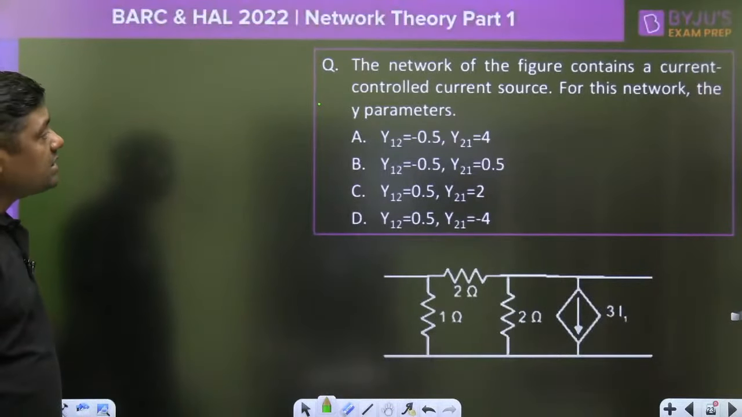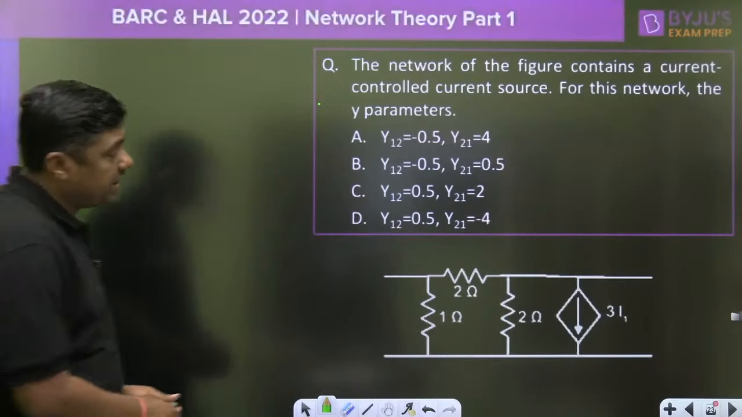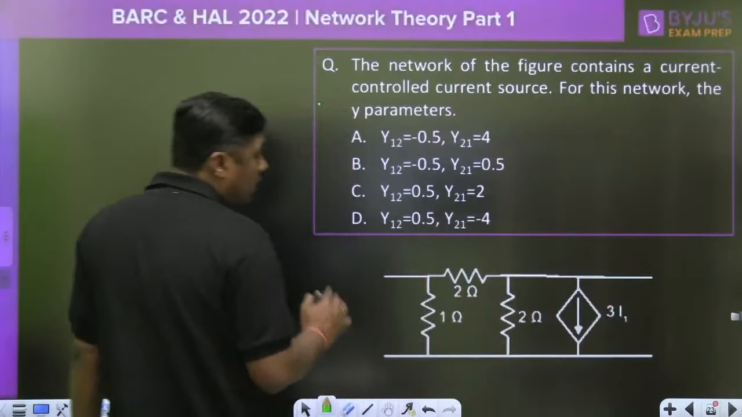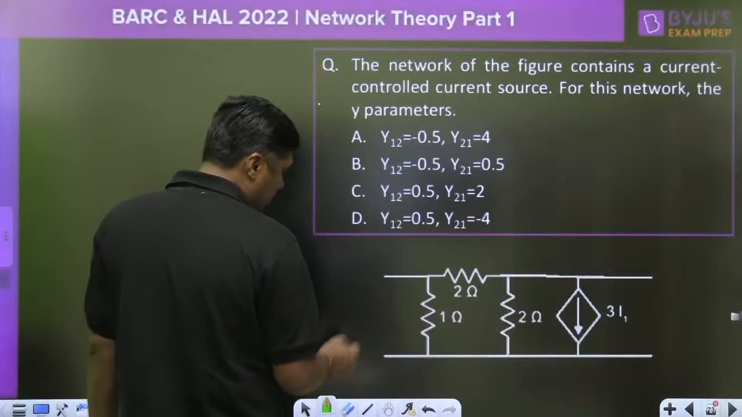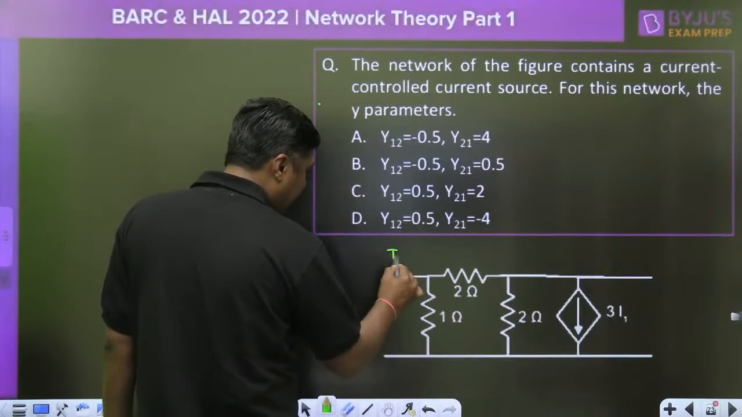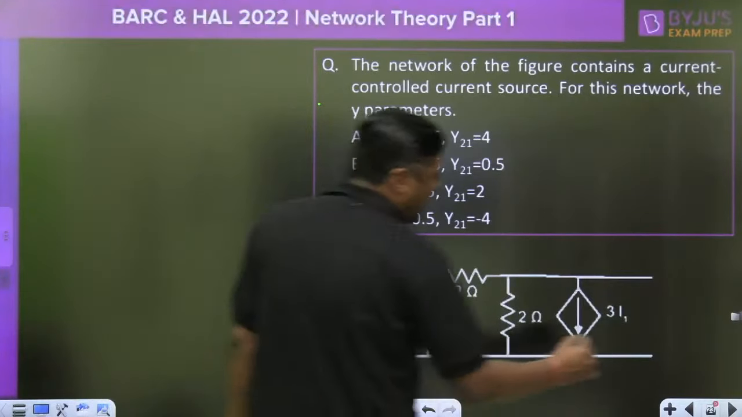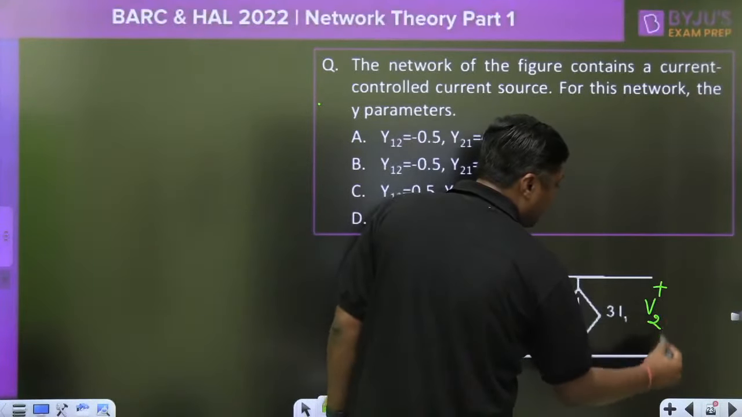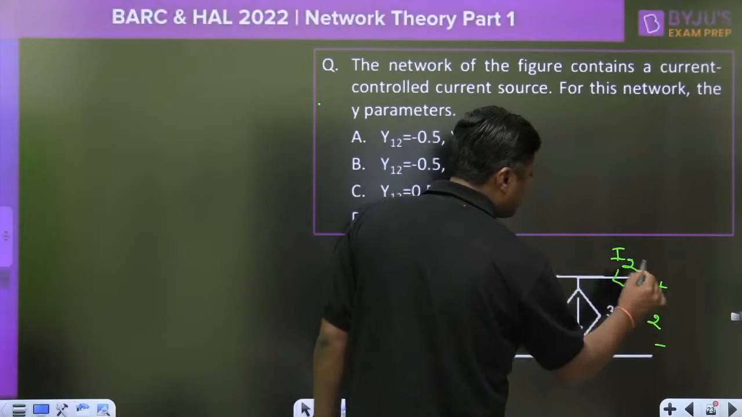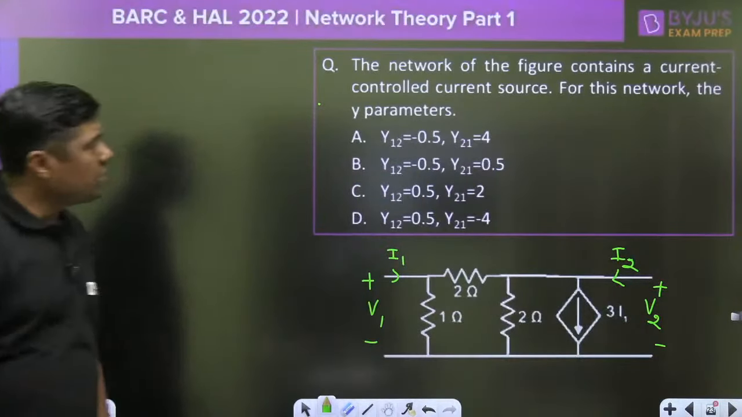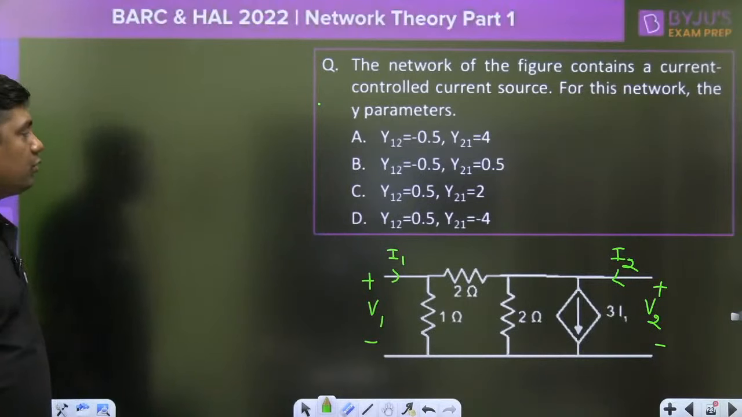The network of the figure contains a current controlled current source. This is a current controlled current source, this is the 3 I1. And this is a two port network. So always remember, this is the I1. If nothing is given, no problem. This is I1, this is V1, and this is V2, and that is I2. Standard circuit. Then you have to calculate Y12 and Y21.